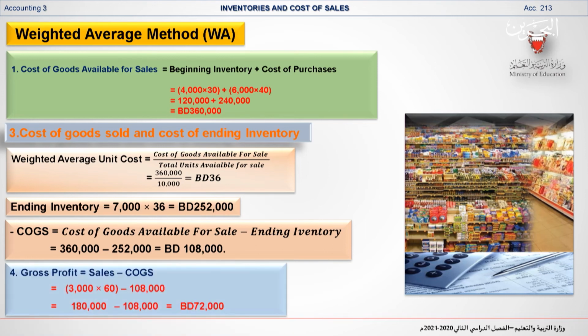The fourth requirement will be to calculate the gross profit, which equals sales minus cost of goods sold. You have to calculate sales in BD by multiplying number of units sold by the selling price, that is 3,000 units multiplied by unit selling price of 60 BD minus the cost of goods sold you calculated earlier in requirement 3, which equals 108,000 BD. So the gross profit will be 72,000.